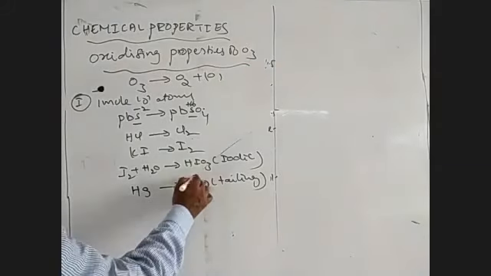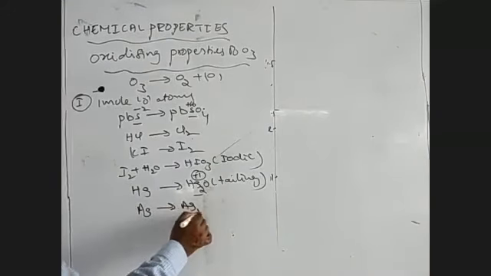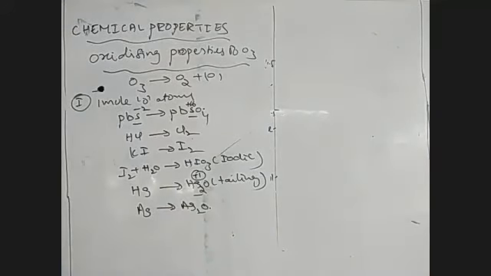In mercury(I) oxide, Hg has +1. And Ag is also oxidized to Ag2O. Silver is oxidized to silver oxide.